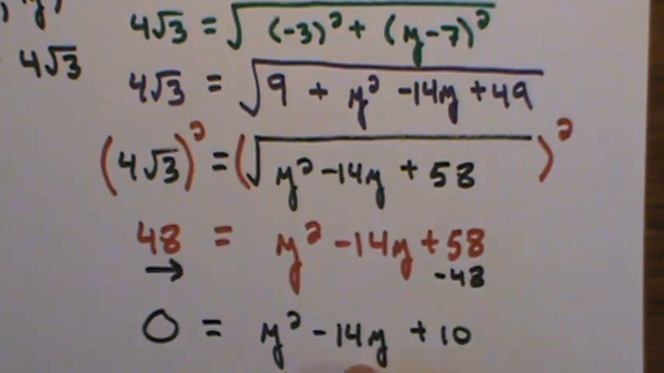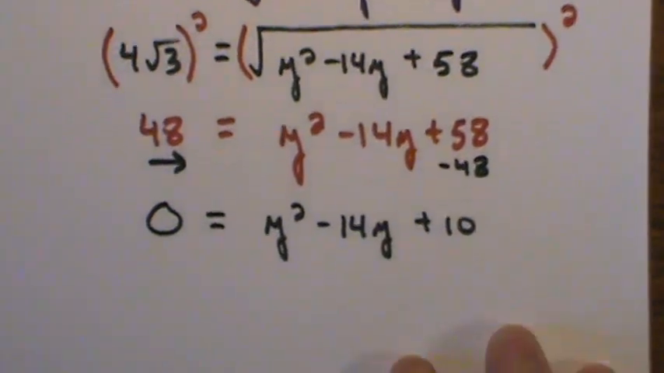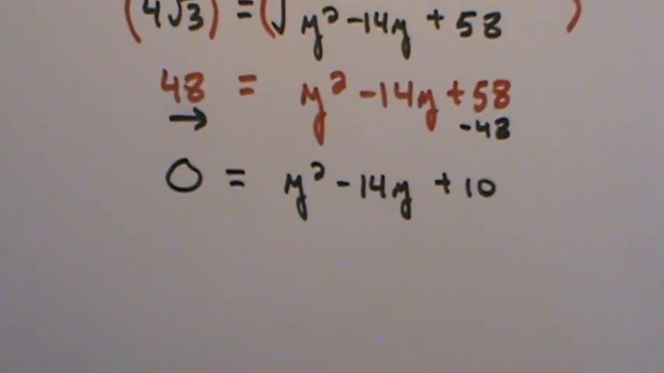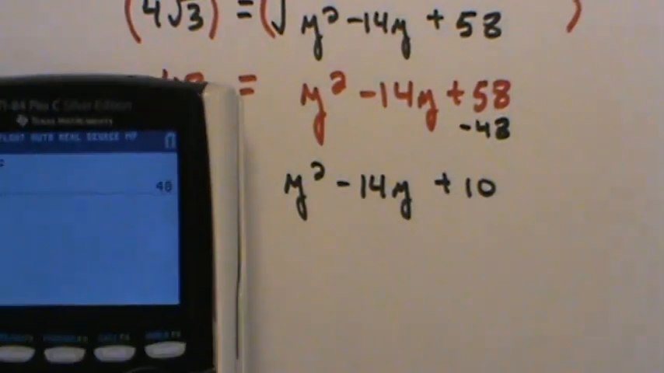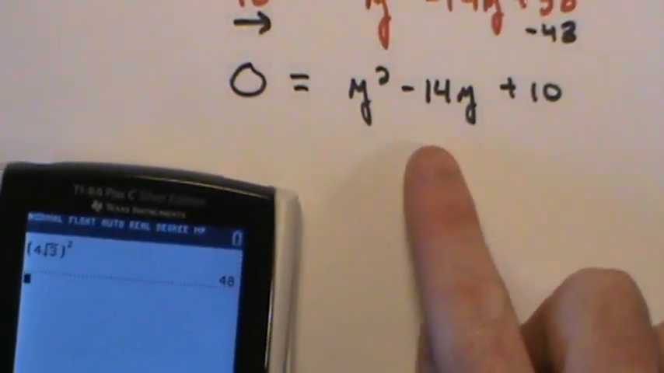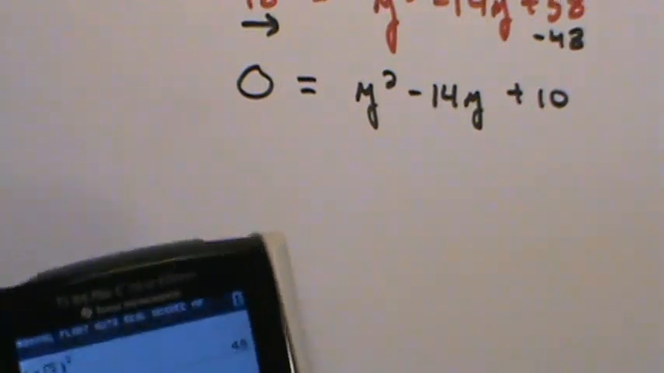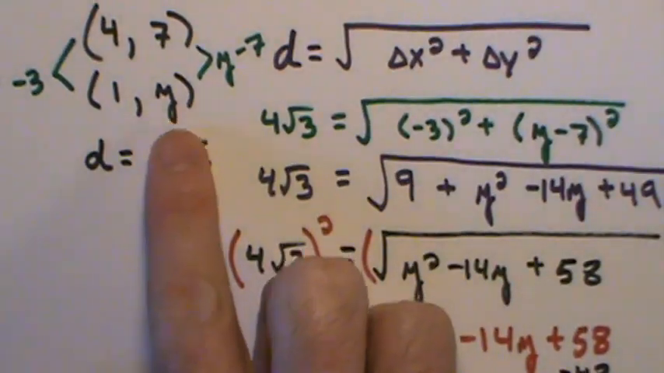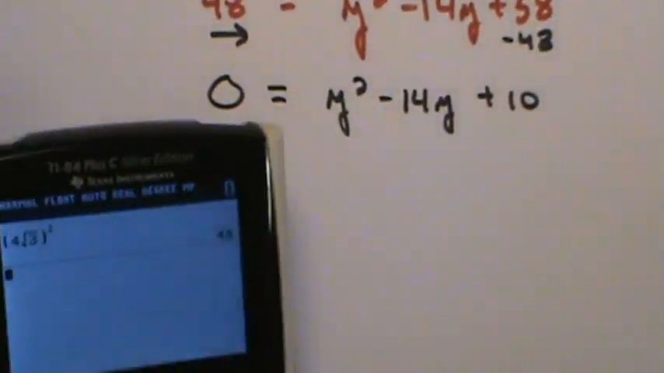Most of the time these things will not factor nicely. And since they don't factor nicely, I'll go to my calculator, I'll cheat a little bit, and I'll find the zeros. I'll find where this crosses the x-axis. Even though I'm trying to find a y value here, it doesn't matter. It's all done the same way.